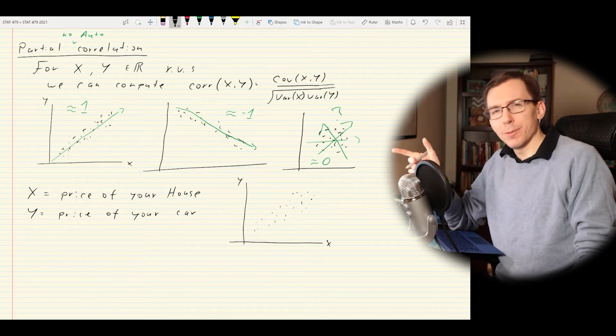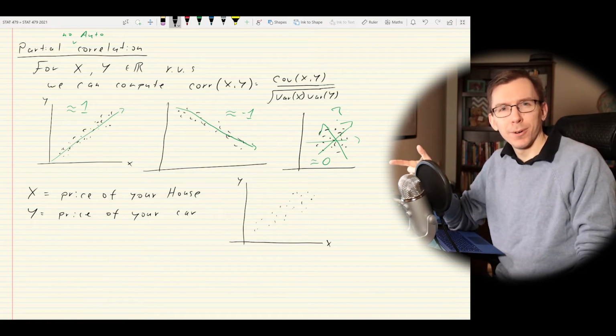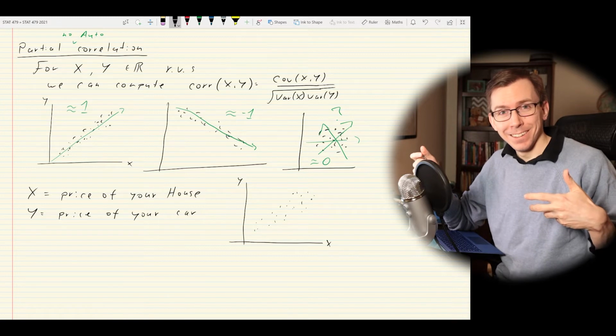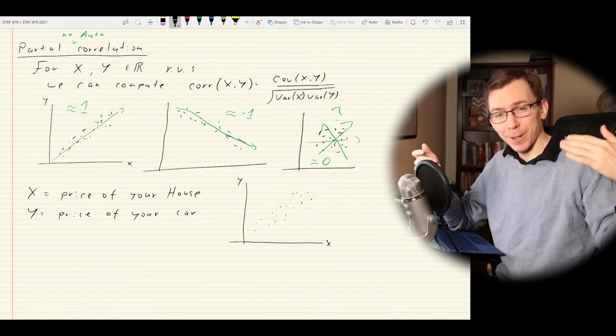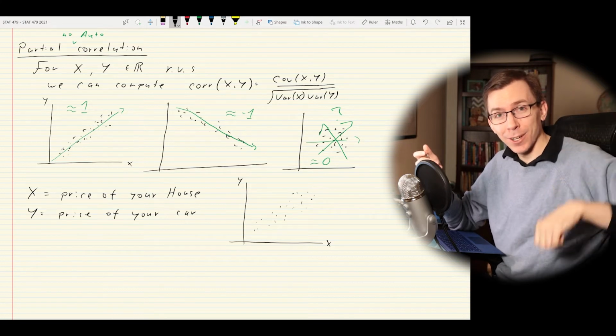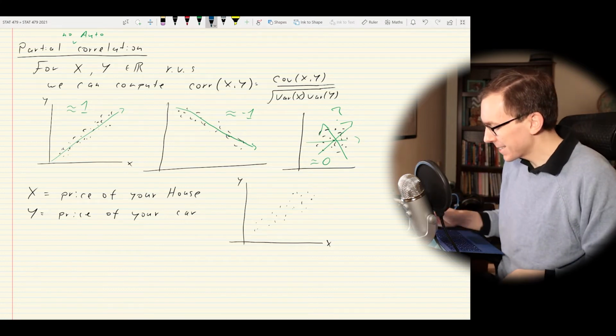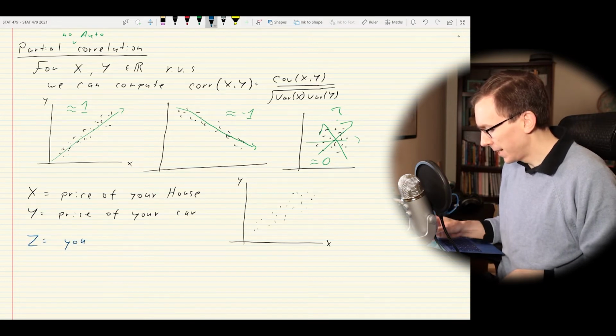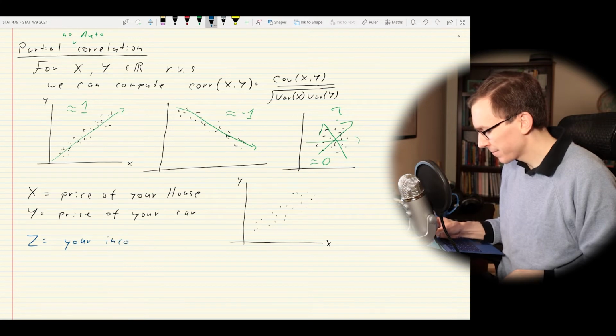But why would these two variables be correlated? They're correlated because of something else. They're correlated because we're assuming that the person who owns the house and the car has either a high income or a low income, right? So there's actually a third variable kind of hiding in here, which is your income.